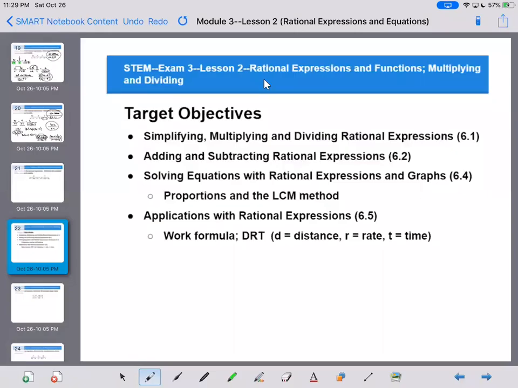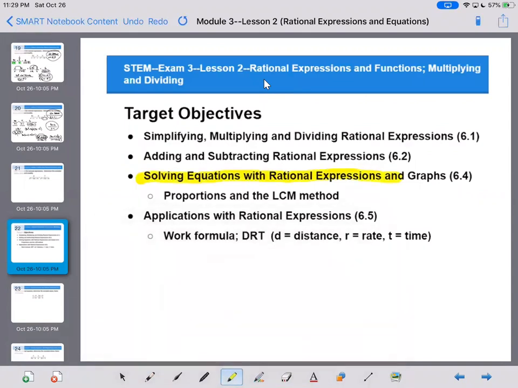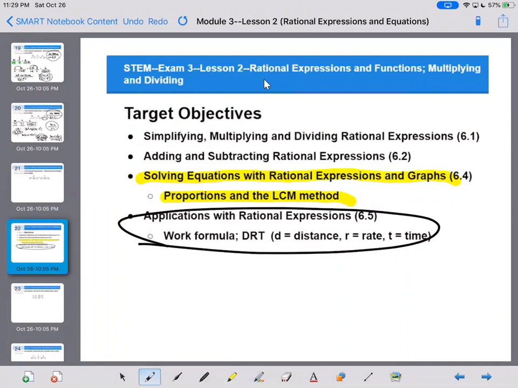So this is part 3 of this rational equations and expressions series. And so part 3, we're actually going to look at solving equations with rational expressions and graphs. We can look at proportions, or we can look at the LCM, lowest common multiple method. And then you will have some built-in videos in regard to applications and expressions. So let's go ahead and begin here.